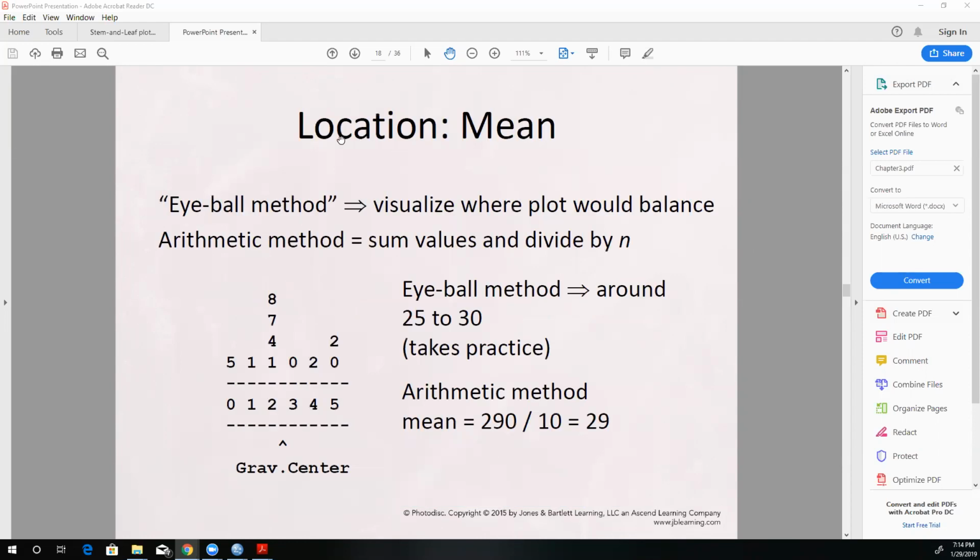Okay, the next thing is the location of the mean. And you can do an eyeball method. You can visualize where the plot that you have made would balance. Okay, so you could take a look at it and decide where the mean would stand. It does take practice, particularly if you don't have a unimodal distribution. It can be done. I'm sure if you did it over and over again, the easier it would get, but we know what the mean is, right? We can take an arithmetic method for the mean. So we can add up each individual value, divide by the total number of values that we have, and you get your mean. With practice, the eyeball method would say 25 to 30, but if you did the arithmetic mean, it would give you the exact number of 29.